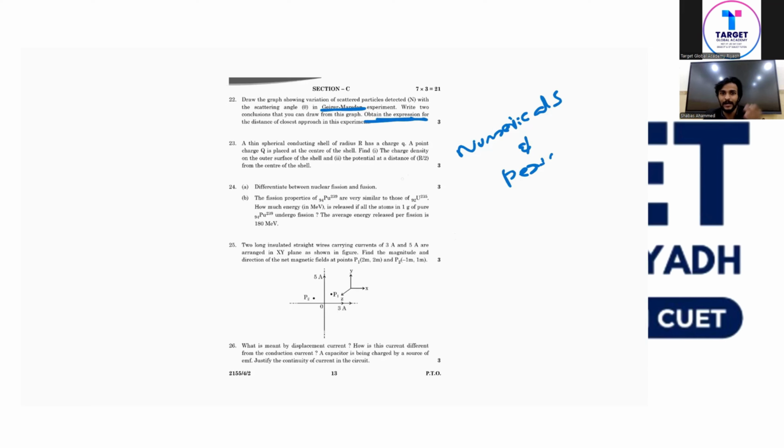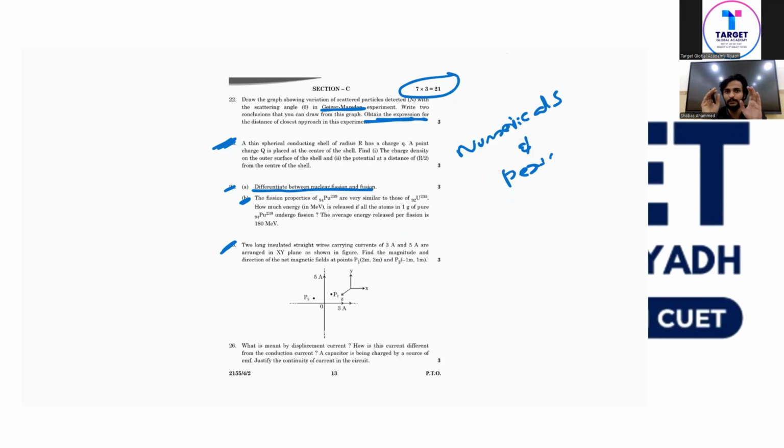That's a derivation. And the second question also, as you can see here, you have to find, this is a numerical question for the second chapter. And the first question here is theory: a differentiation between nuclear fission and fusion. But the second part is a numerical. This one is also a numerical question. So section C is important for numericals. Here we have 7 questions in total, and each question carries 3 marks.